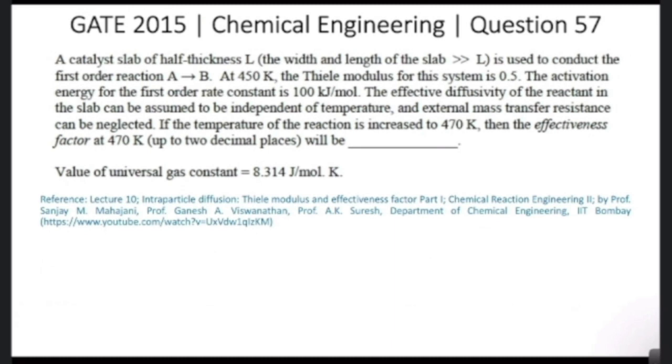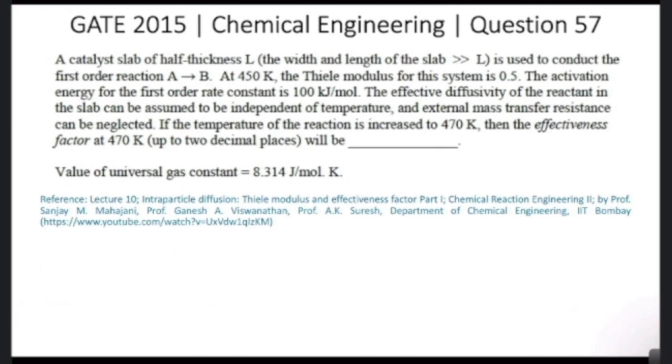So this is a question based on internal diffusion from Chemical Reaction Engineering 2, and the reference NPTEL lecture can be found in lecture 10, Intra-particle diffusion, Thiele modulus and effectiveness factor part 1, Chemical Reaction Engineering 2 by Professor Sanjay M. Mahajani, Professor Ganesh A. Vishwanathan and Professor A. K. Suresh from Department of Chemical Engineering, IIT Bombay.